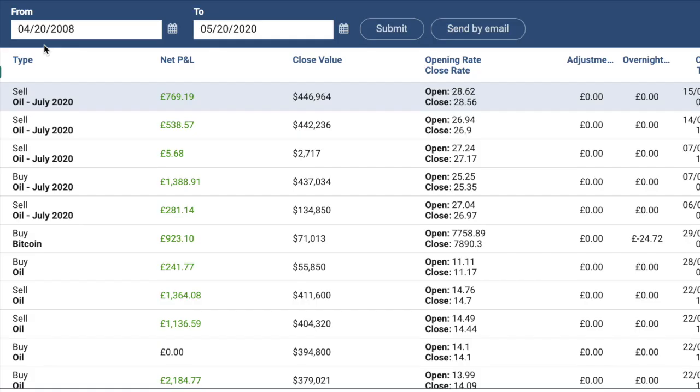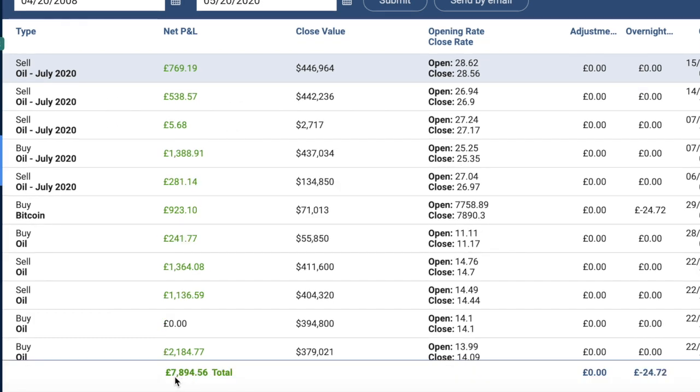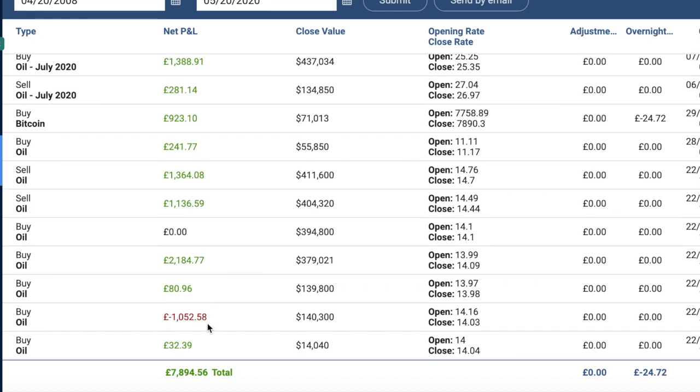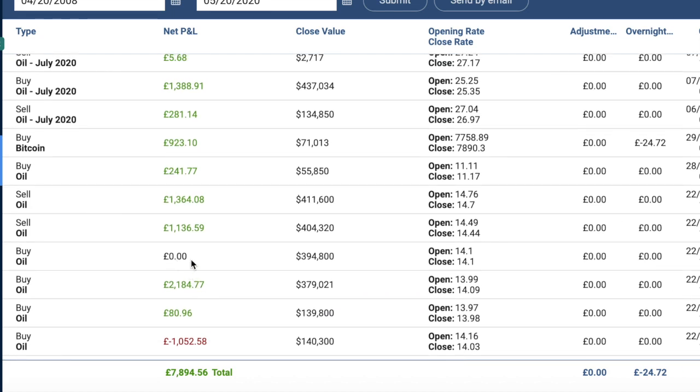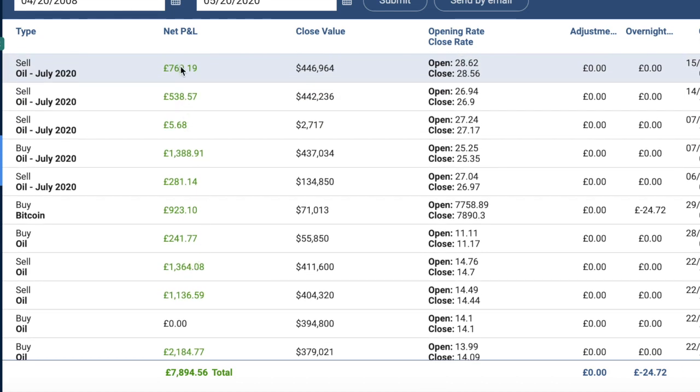So now let's have a look at this trading account. This is an account I do manually, and I've set the date from the 20th of April till the 20th of May, just to show you what I've earned so far in that current month. That's £7,894.56. Okay, so there's all the trades. I've had a losing one there, one that just broke even. But as you can see, in general, it's all in the win.